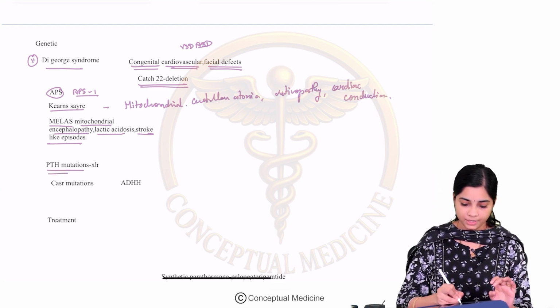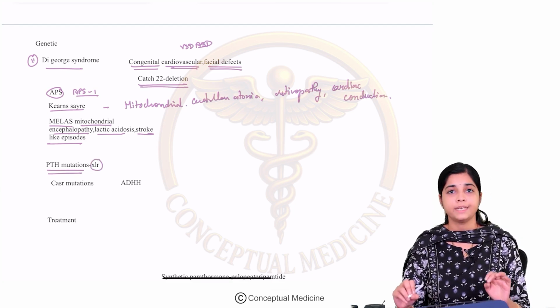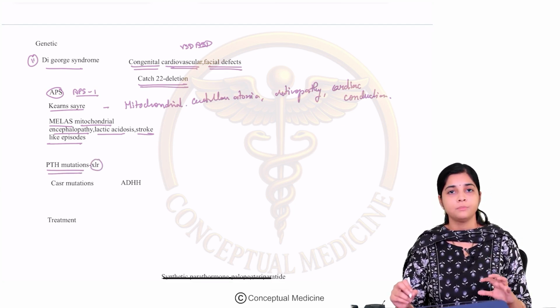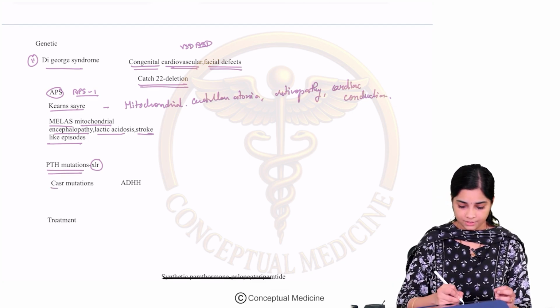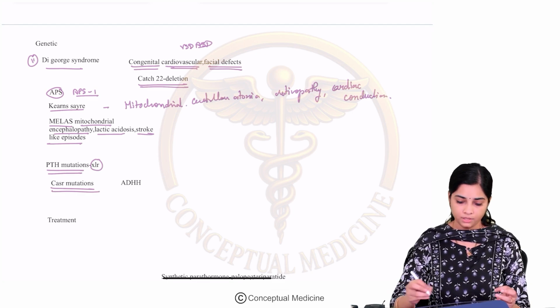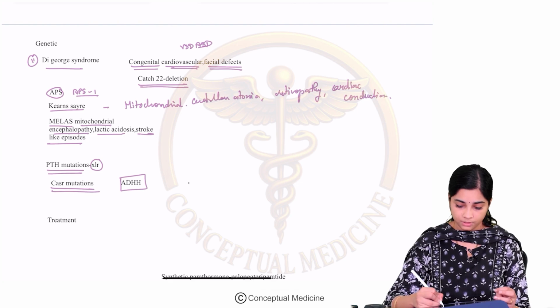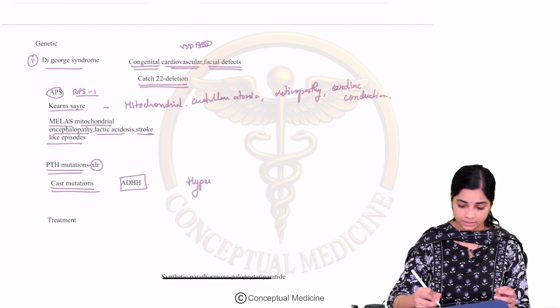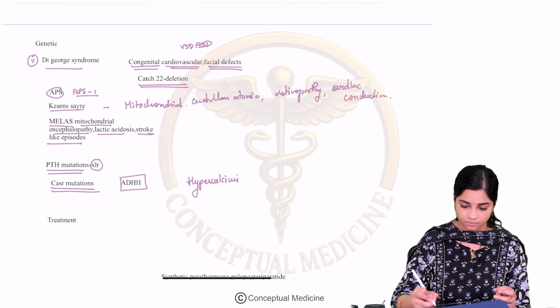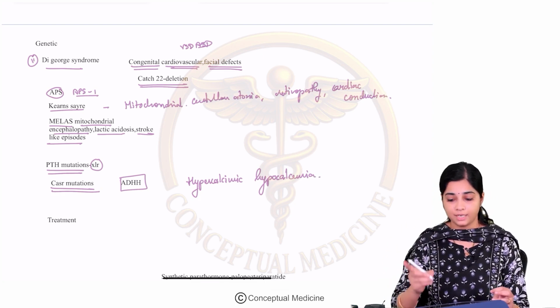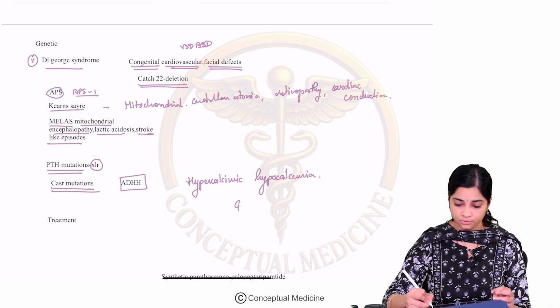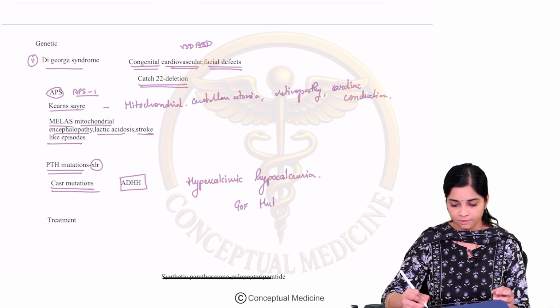Then PTH mutations, these are inherited in an X-linked recessive pattern. So there can be mutations in the PTH which can result in hypopara. Then there can be mutations with CASR. The type of mutation that you have here is an autosomal dominant hypercalciuric hypocalcemia. Autosomal dominant hypercalciuric hypocalcemia, which is seen due to gain of function mutation of CASR.